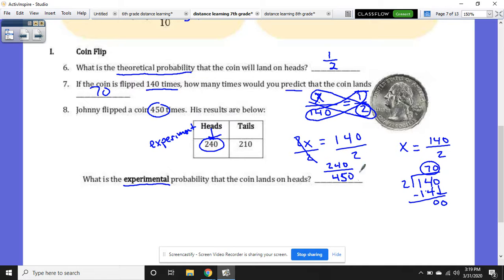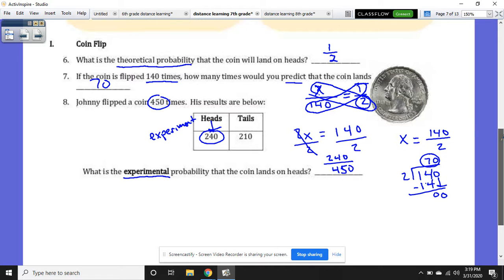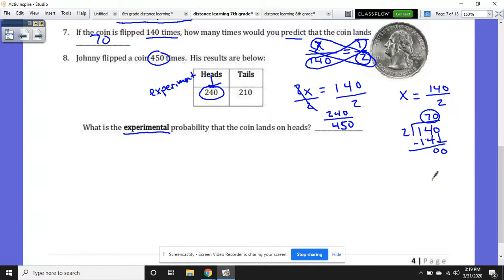Okay. So I know that some of you are going to want to leave it like this. I know in the last video I told you, because the video is kind of running on kind of long, that I would talk about simplifying on the next one. Okay, so simplifying, basically what you're doing is you're finding common factors. You're finding a number that I can divide both 240 and 450 into.